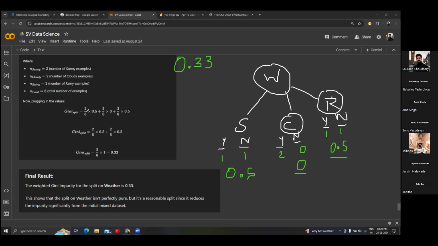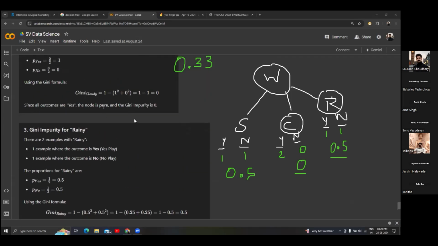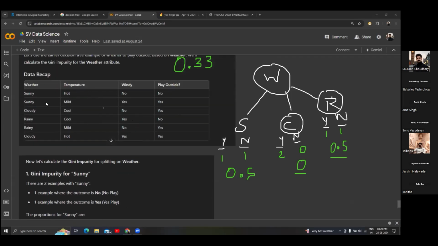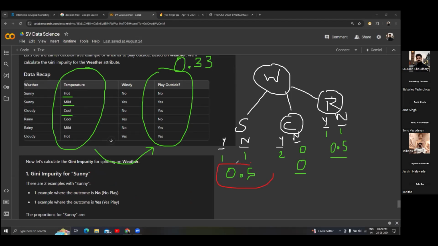Okay. Can somebody calculate the Gini impurity for the temperature now, please? Please calculate the Gini impurity of temperature and compare directly with this. You have hot, mild, cold, three options here. Please calculate and tell me. First of all, calculate for each single one and then calculate a total one.